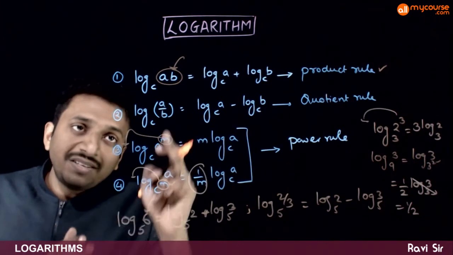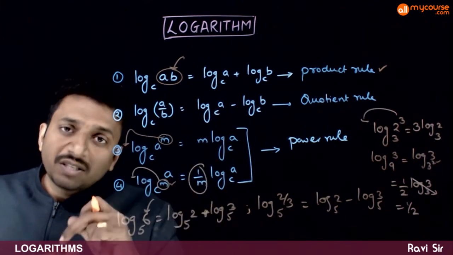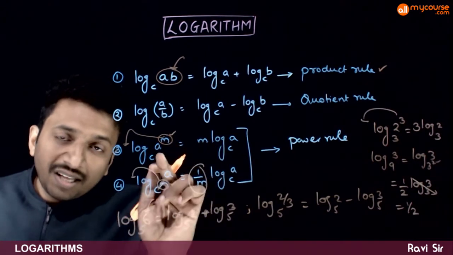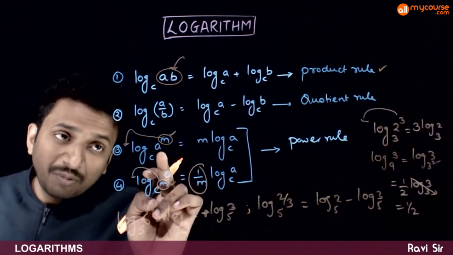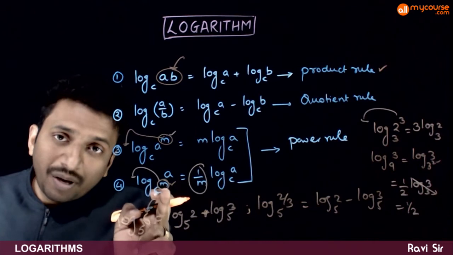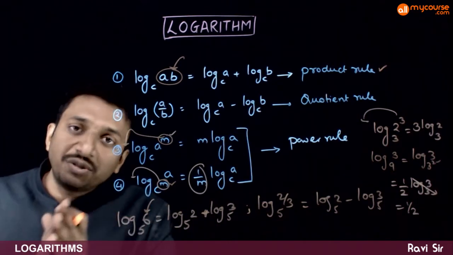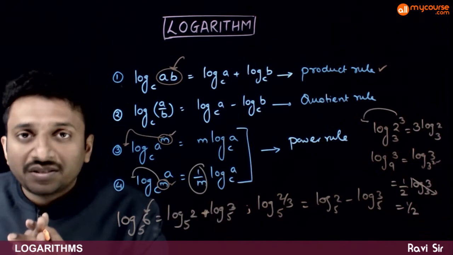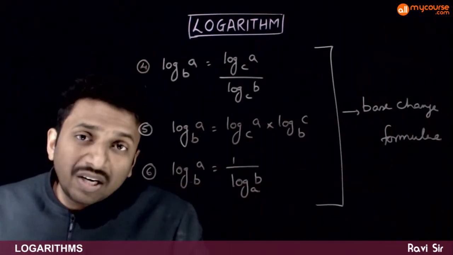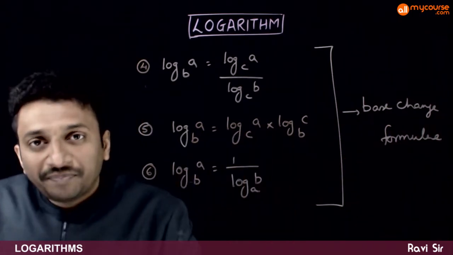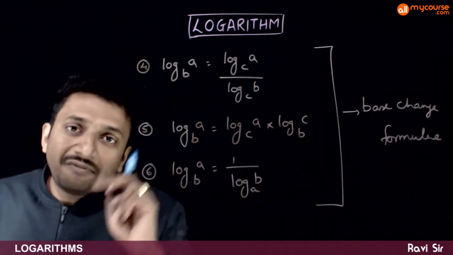So what are the properties? Log ab is log a plus log b, log a by b is log a minus log b, and the power of the argument comes out directly. The power of the base comes out as the reciprocal. So these three constitute the first set of properties. The next set of properties that we learn are called the base change formula. In this you have three formulae.